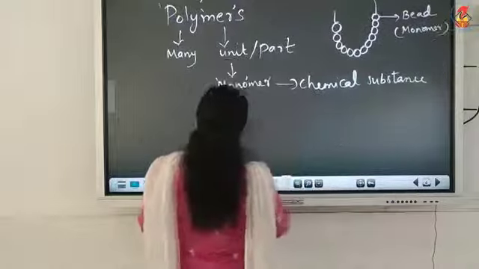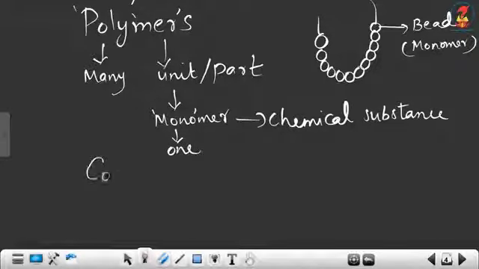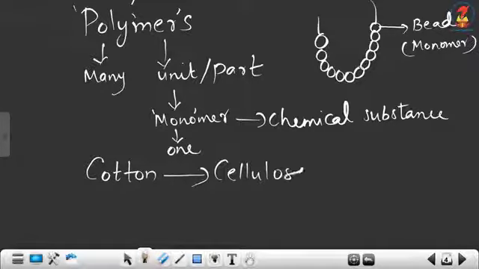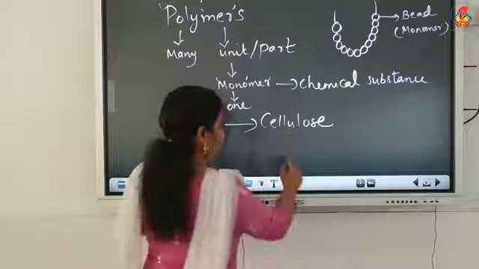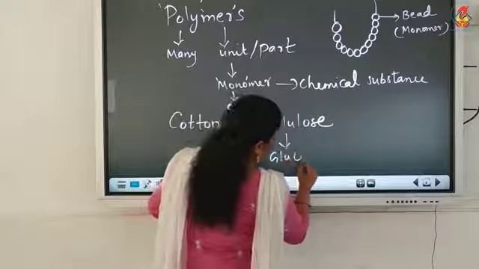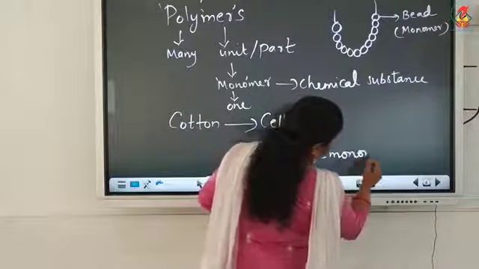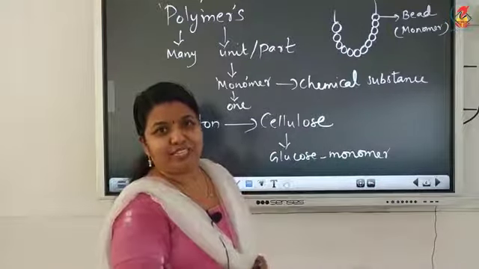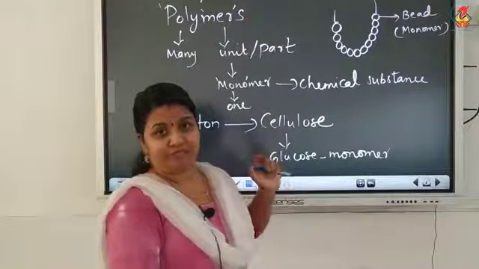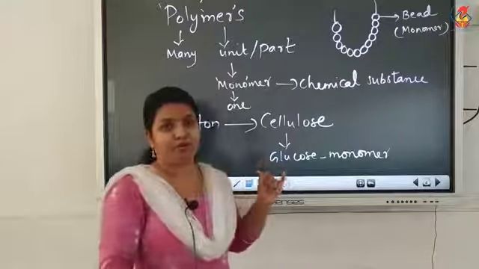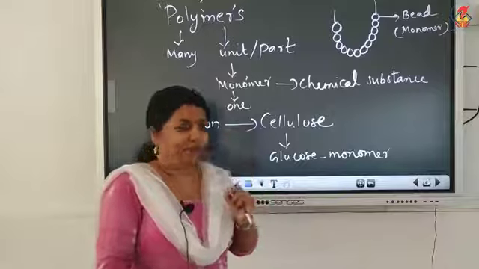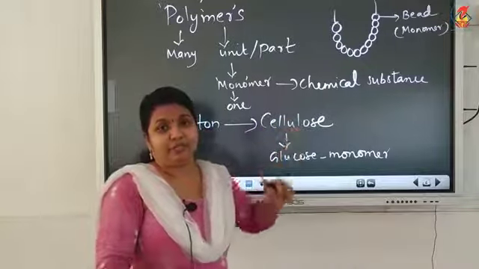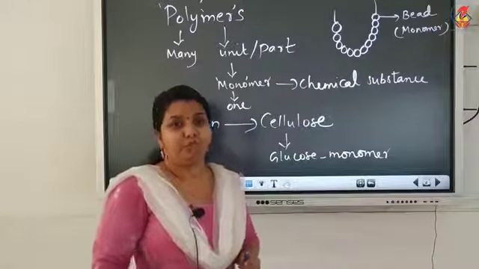Polymers exist in nature also. One example is cotton. Here the name of the polymer is cellulose. Cotton is a common name. The polymer is chemically named cellulose, where the monomer units are glucose. Glucose is the monomer. Many glucose units add together and you get a large unit known as cellulose, which is commonly known as cotton. So this is a natural polymer. Cotton is a natural polymer and it is chemically known as cellulose, and each individual unit here is a glucose unit.